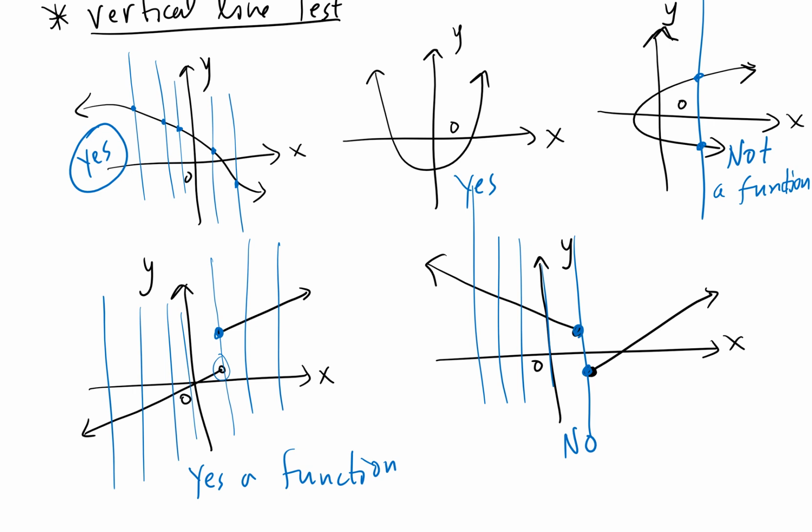The last one, just because the points are close, that means not a function? Not because they're closed, but because those points are part of the graph. So when we drew a vertical line, it went through more than one point. It went through 2 points of the graph. So these 2 pieces are part of the graph.